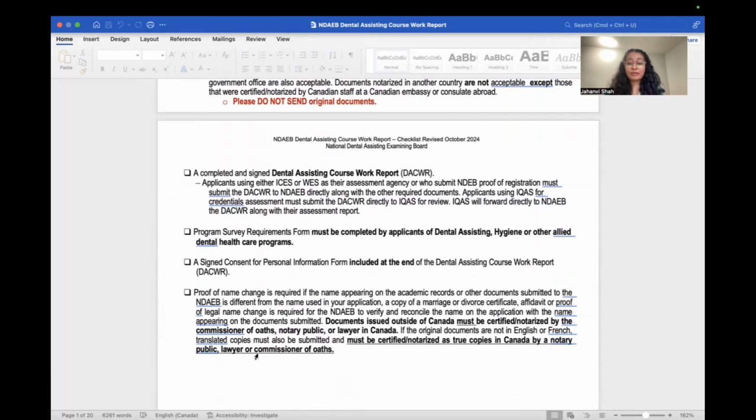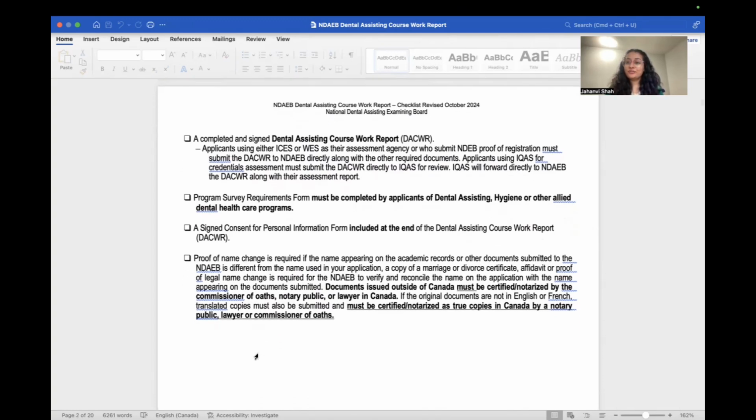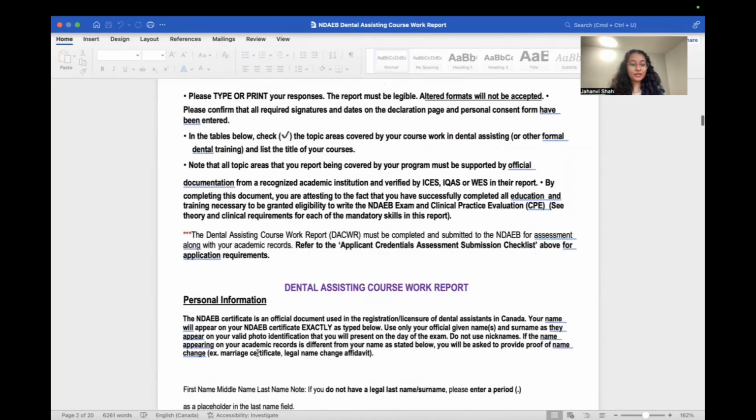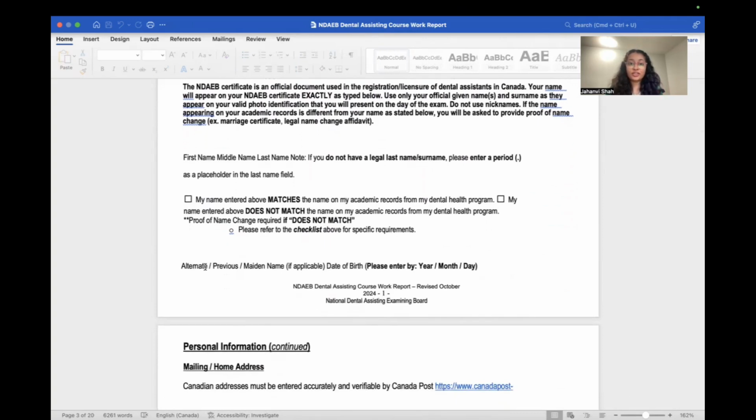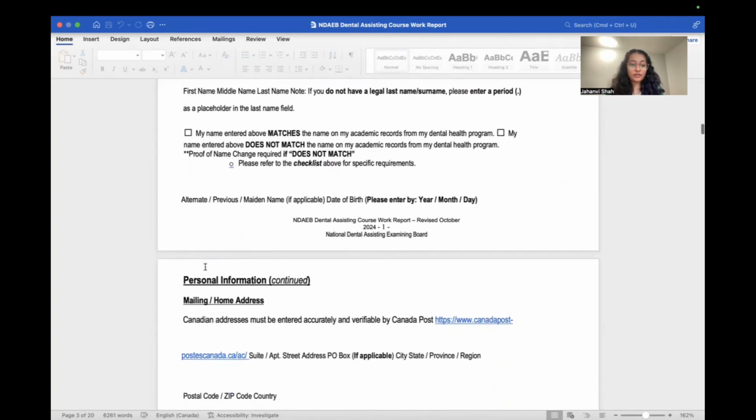If you are an applicant from dental assisting, hygiene, or any allied dental healthcare programs, you also have to submit a program survey requirement form. A signed consent personal information form is included at the end of this report, which you have to send them. And if there is a proof of name change, you have to support that with documents. Starting with the form itself, you have to let them know if there is a name change so that they can look for the extra documents that you have sent them.